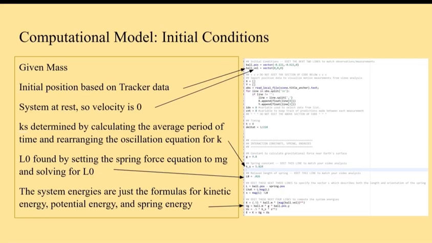Okay, for the first part of the computational model, we have the initial conditions. The mass is given, and the initial position is based on tracker data. The system is also initially at rest, so velocity is equal to 0. The spring constant is determined by calculating the average period of time and rearranging the period of oscillation equation for K. L naught was found by setting the spring force equation to mg and solving for L naught. The system energies are just the formulas for kinetic energy, potential energy, and spring energy.